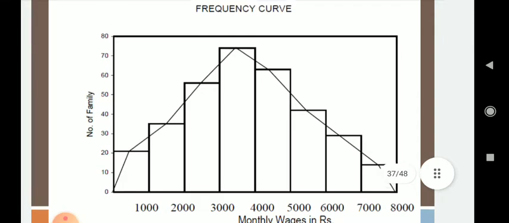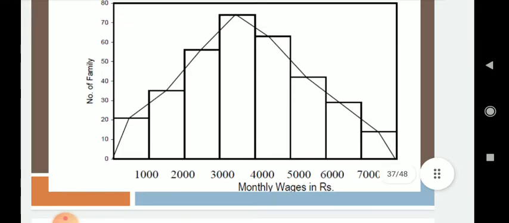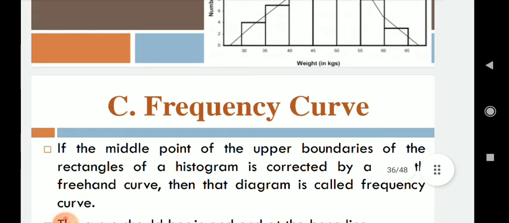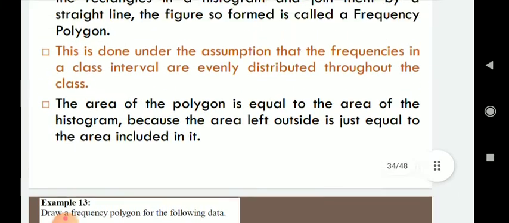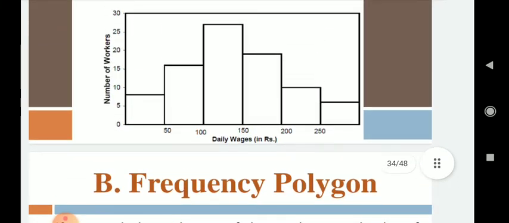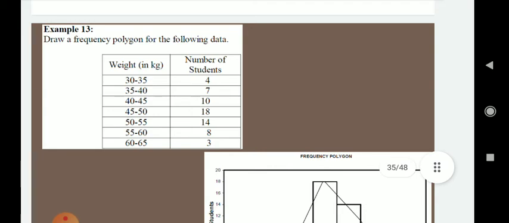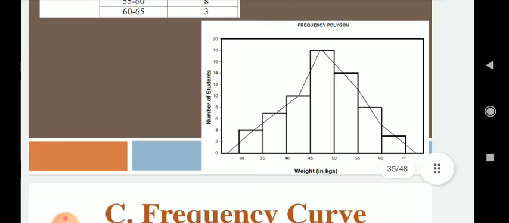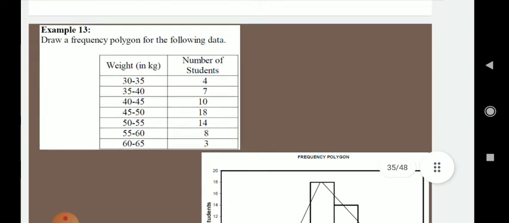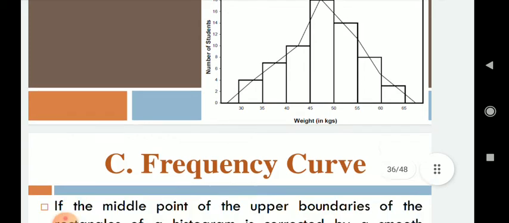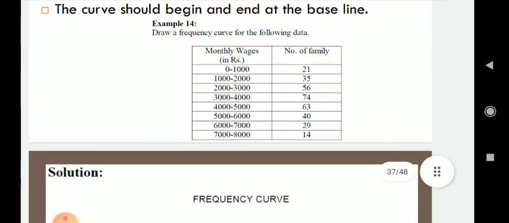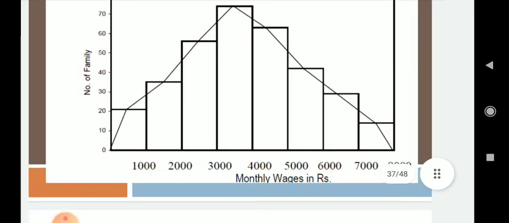Frequency curve, a smooth curve it is. In one diagram only I could have shown you, instead of having all these three different diagrams: frequency histogram, frequency polygon, then frequency curve. All these are similar. If you draw these, for all three you need a histogram.